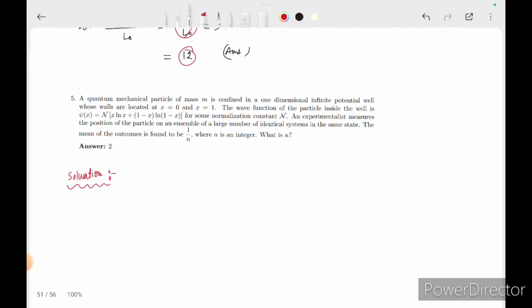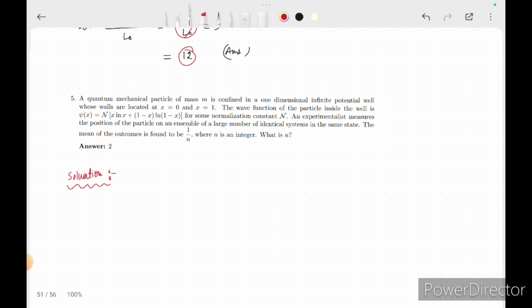Question number 5. I'm very sorry, I tried many times to solve these questions, but I failed. I will try to solve these questions. If anyone solves it, please send me the solutions.